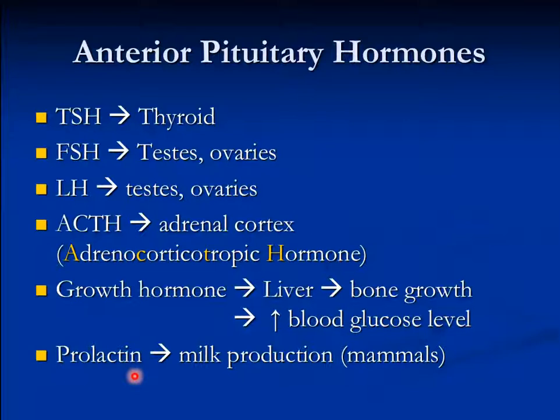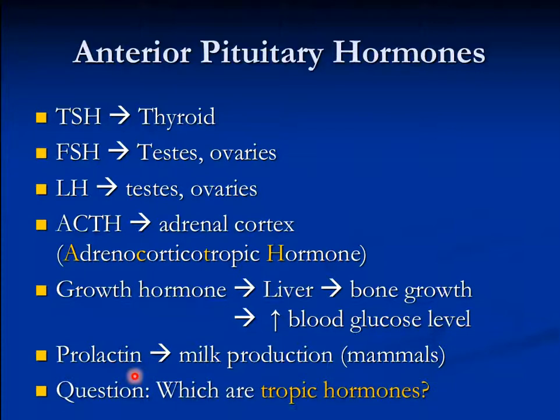One word that we haven't fully defined is the word tropic hormone. A tropic hormone is a hormone that controls other endocrine glands. So why don't you look at the anterior pituitary and think to yourself, which of these are tropic hormones? Which influence other endocrine glands? Well, it should be pretty obvious.